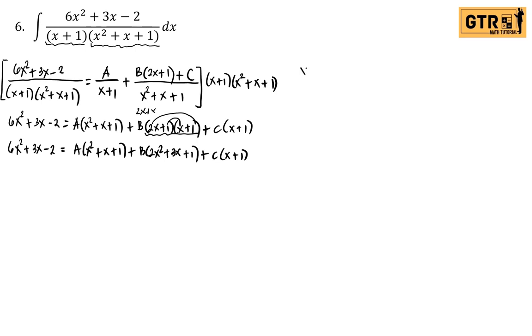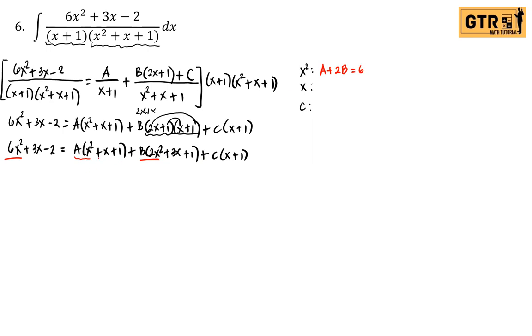So equate the coefficients of x squared, x, and the constant. Starting with the coefficients of x squared: we have no x squared for c, and then this one. Therefore, a plus 2b equals the coefficient of x squared, so we have 6. Equation number 1.